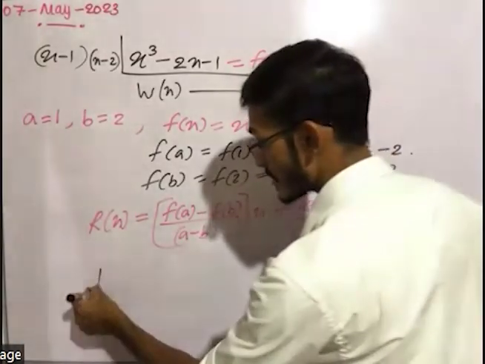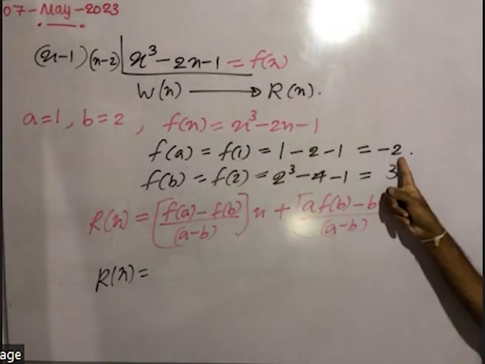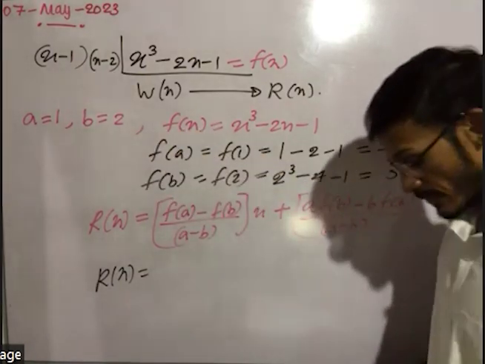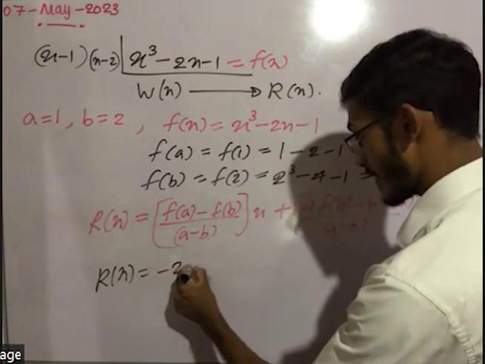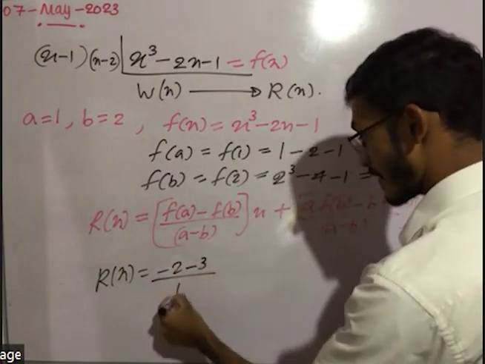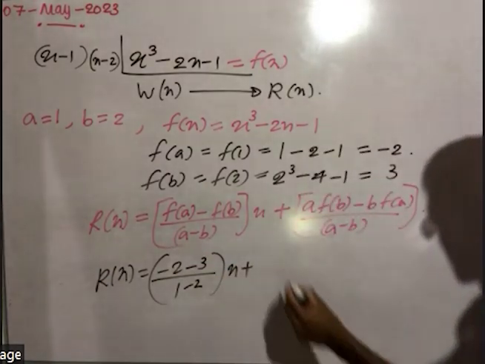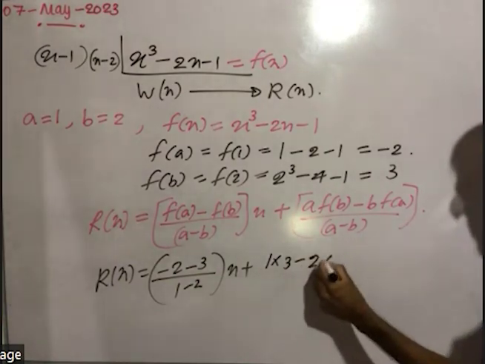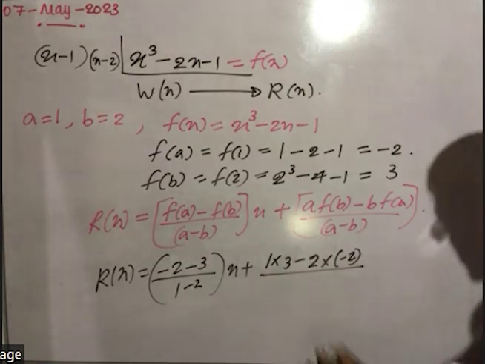Right? So here Rx is equal to, we have found the value of fa. Fa is minus 2, fb is 3, a is 1, b is 2. Now substitute the values. So fa means minus 2 minus 3 over 1 minus 2 into x plus a fb, a means 1, fb means 3, minus b fa, b means 2, fa means minus 2, over 1 minus 2.